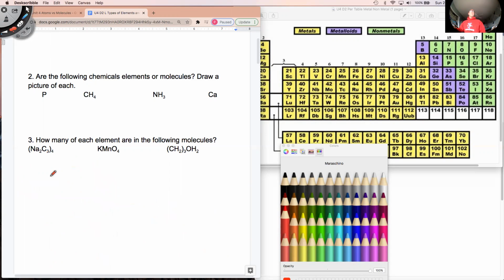So let's take a look. How many of each would we have? Well, we would have 4, and we're going to multiply that through. So it's going to be 4 times 2, so we're going to end up with 8 sodium. And then how many carbons are we going to have? We're going to have 4 times 3. It's going to be 12 carbons.